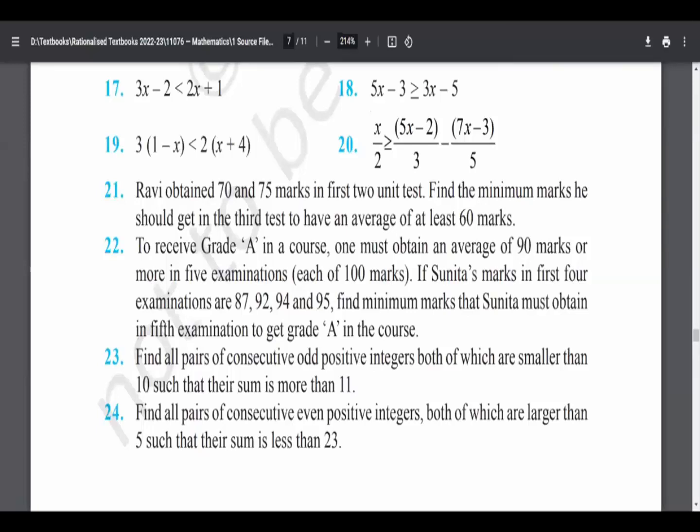Here we have to form the inequality first, and once we have formed it, then we can solve it. So let us read question number 22. To receive grade A in a course, one must obtain an average of 90 marks or more, that is greater than or equal to 90, in 5 examinations. If Sunita's marks in the first 4 are given, find the minimum marks to obtain in the fifth to get an A. This is similar, just instead of 3 we have 5: 87, 92, 94, 95.